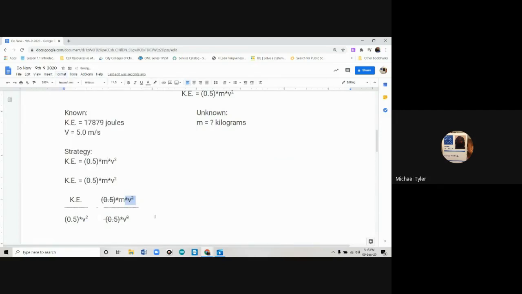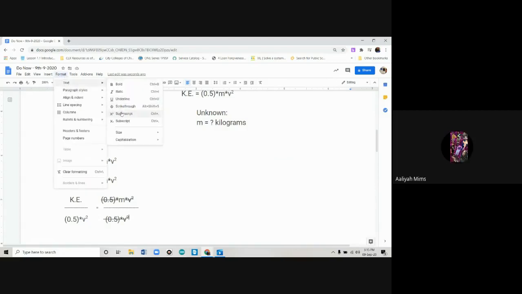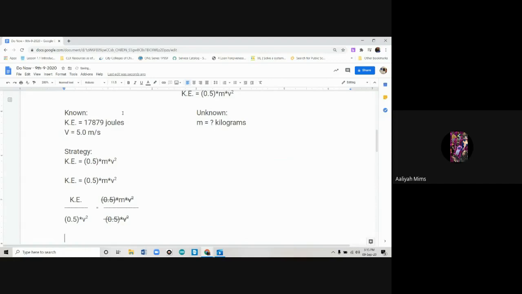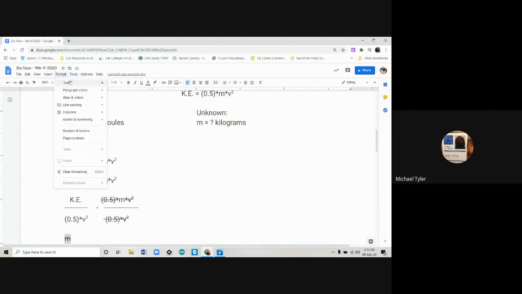Now I have a new equation. Let's rewrite it. So what's my new equation? If you can see it, it's m, because that was the only thing that wasn't crossed out. I see my strikeout is still on. There we go. And no, I didn't tell you to do that.